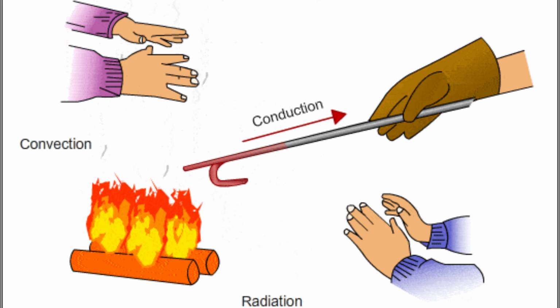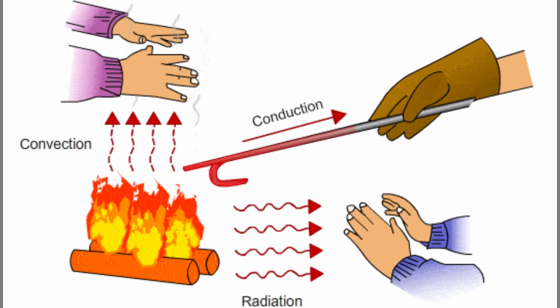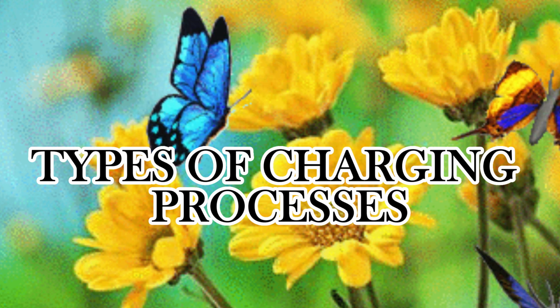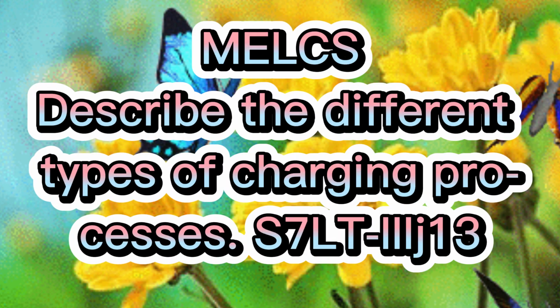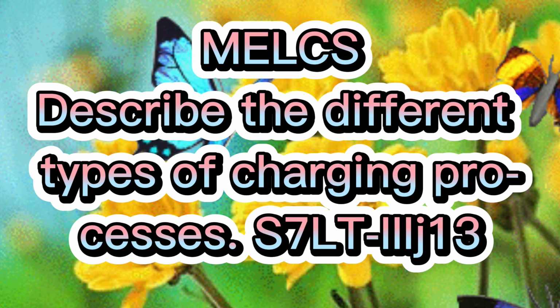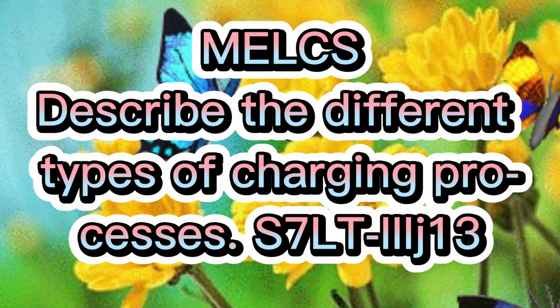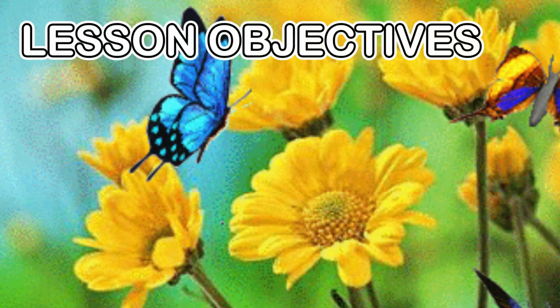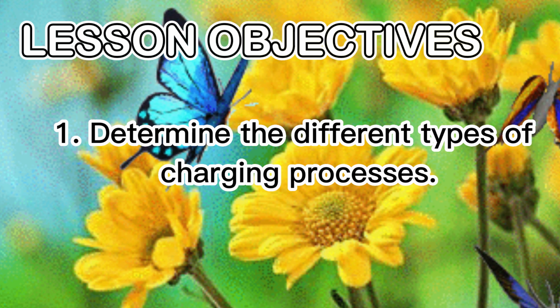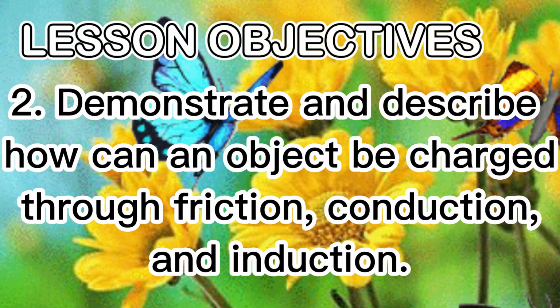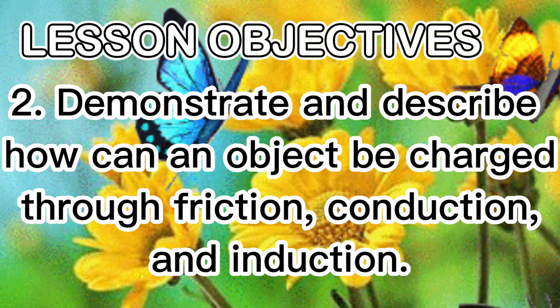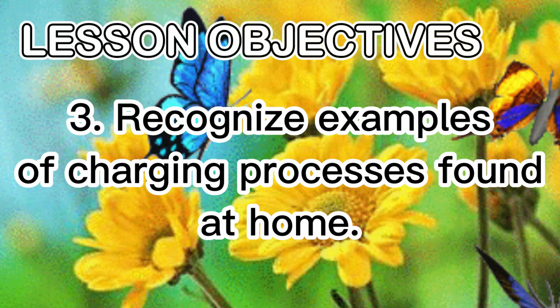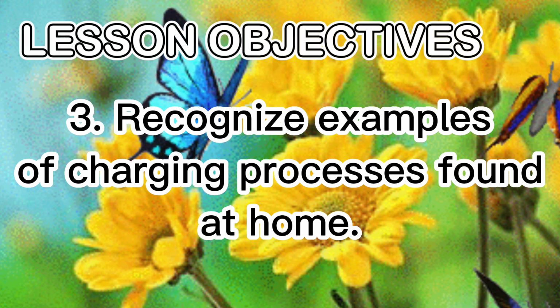This time, you will learn another lesson which is types of charging processes. This lesson will cover our most essential learning competency, which is describe the different types of charging processes. Our lesson objectives: first, determine the different types of charging processes. 2. Demonstrate and describe how an object can be charged through friction, conduction, and induction. 3. Recognize examples of charging processes found at home.